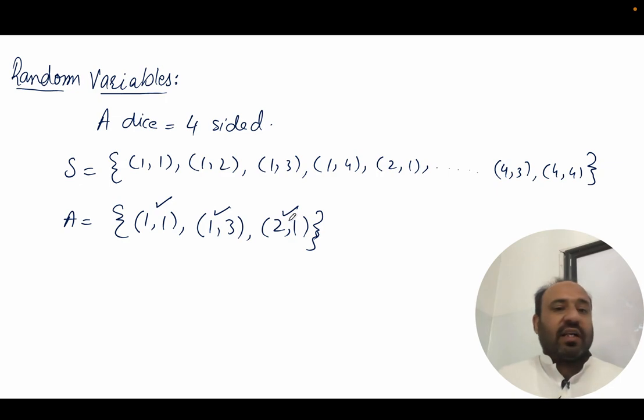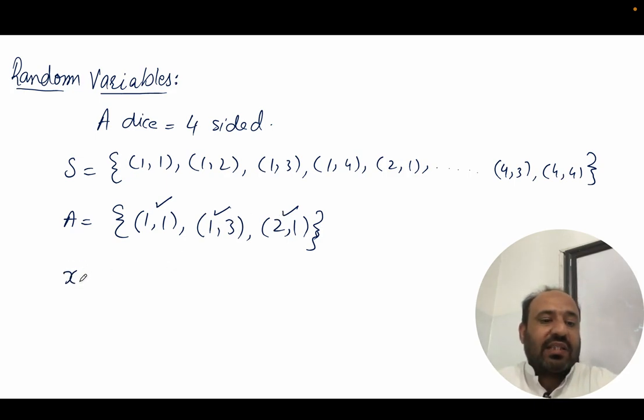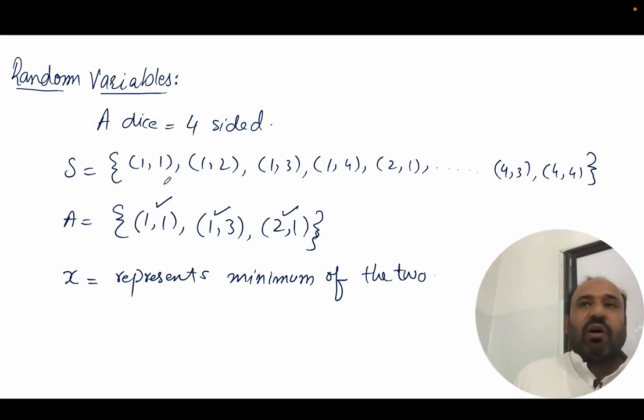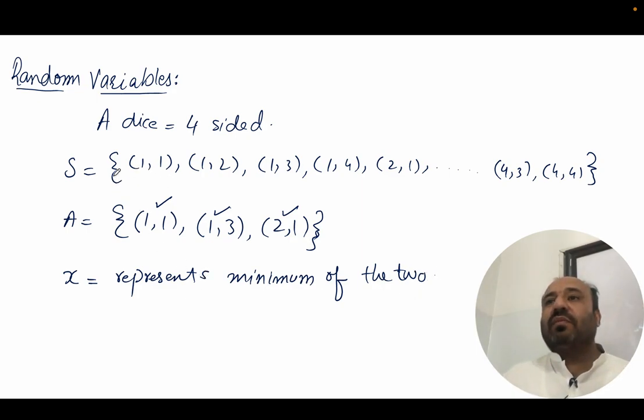You may associate a number with different events or different outcomes. For example, X represents the minimum of the two. So whatever your outcome is, X represents the minimum. In this case, the value of X is 1. In this case, the value of X is 1. In this case, the value of X is 3. It's the minimum.